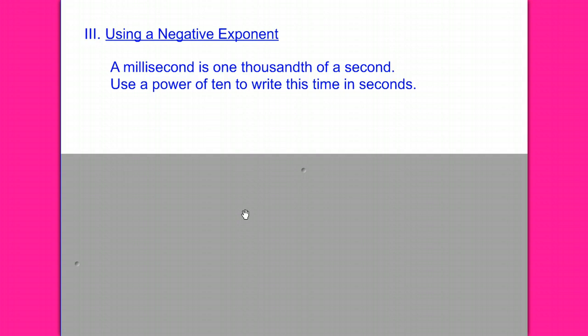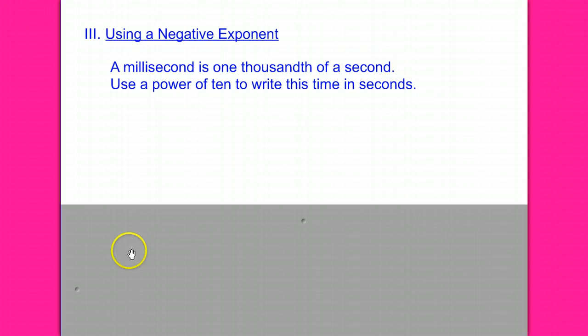A millisecond, milli is a prefix meaning thousand. So a millisecond is 1,000th of a second. Use a power of 10 to write this time in seconds. So write that sentence down, those two, and then answer it. Okay, so what do you think the answer is, Lauren? 10 to the negative 4.